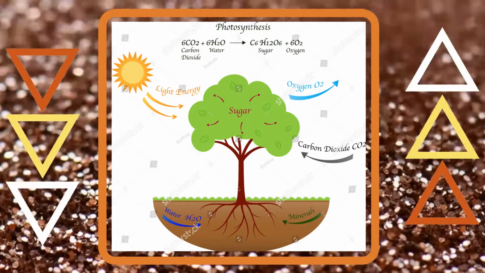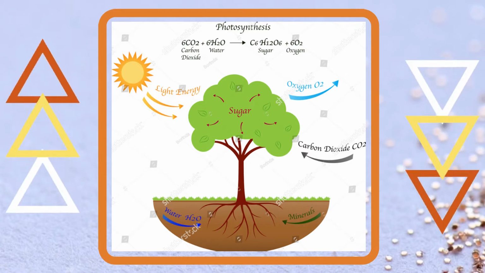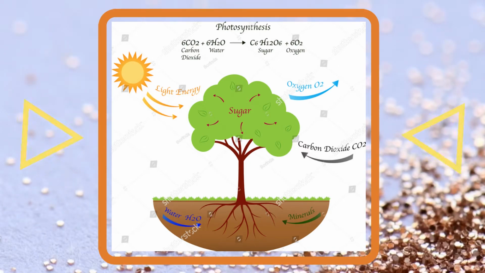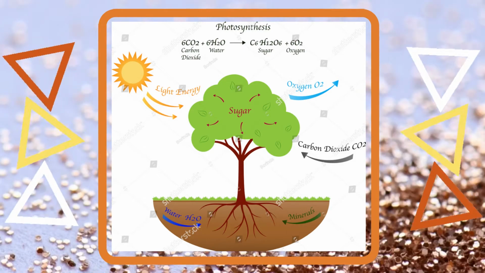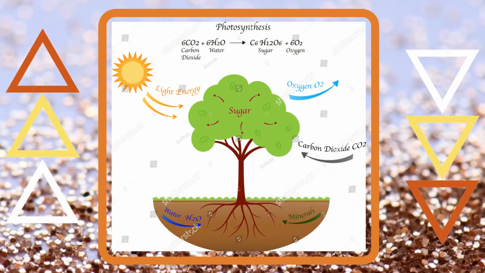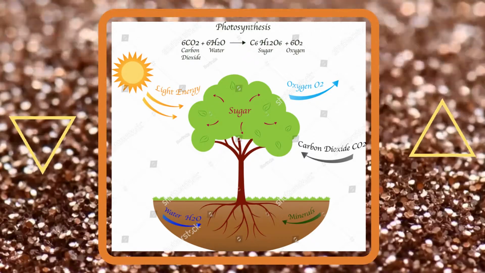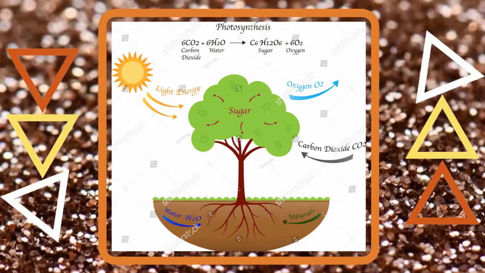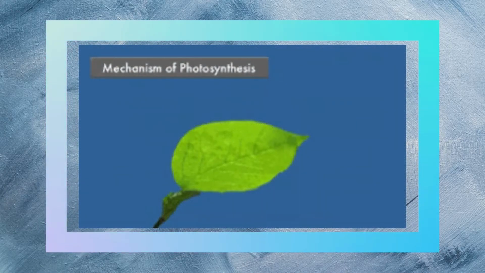Third, we have carbon dioxide. This gas is abundantly available in the atmosphere around the plants and diffuses into the leaf through the stomata. And the last condition is chlorophyll, the green pigment present in chloroplast that makes the plant green, that is essential to the photosynthetic process. And last is the mechanism of photosynthesis.